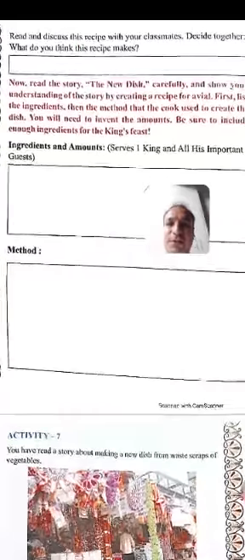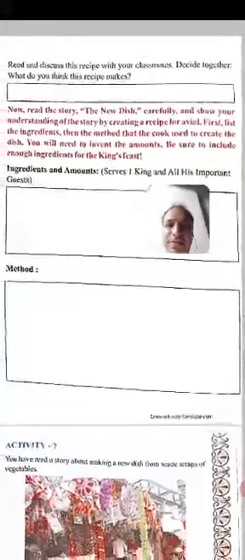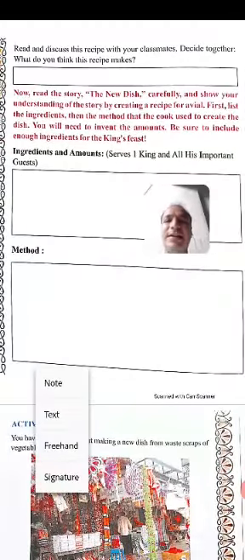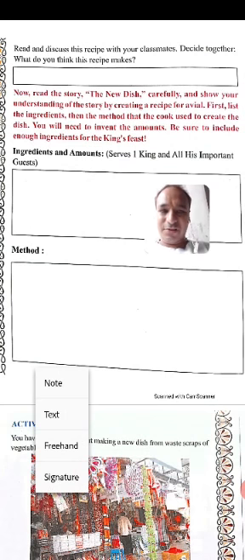Now read the story, the new dish, carefully and show your understanding of the story by creating a recipe of avial. First, list the ingredients, then the method that the cook used to create the dish. You will need to invent the amounts. Be sure to include enough ingredients for the king's feast.